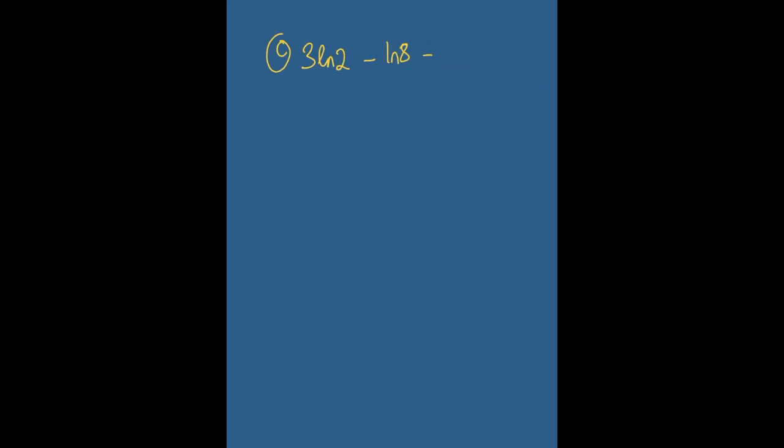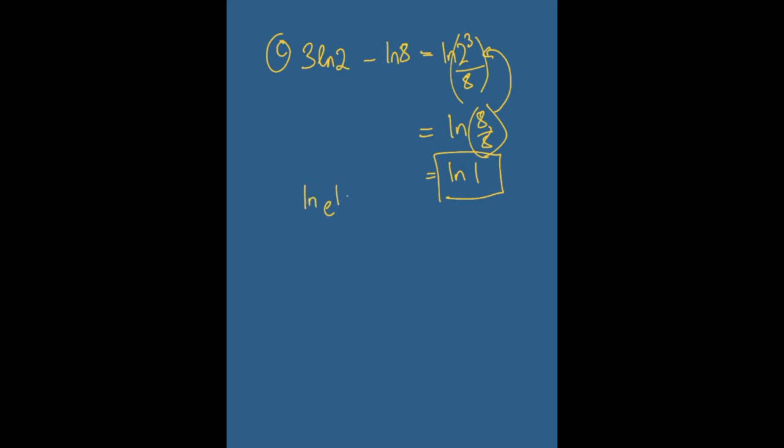Combining 2 log laws for this one, we've got natural log of 2 cubed over 8. I need to put brackets on that, so that's just 8 over 8, because that's the same as 2 cubed there, which is equal to log of 1. Now what do you know about that? What is base e of 1, what's that going to be? Do you remember? That's going to be 0, because that's how we get 1 with the base e.